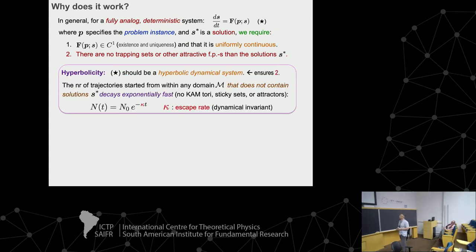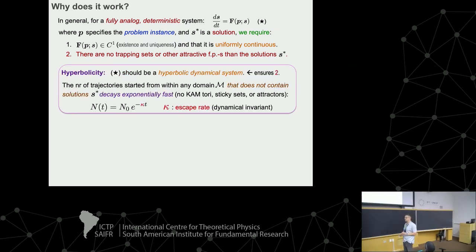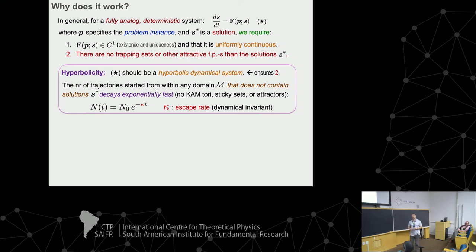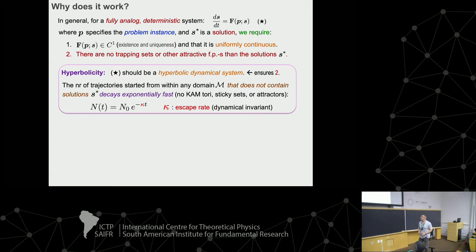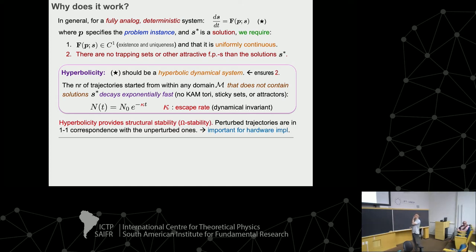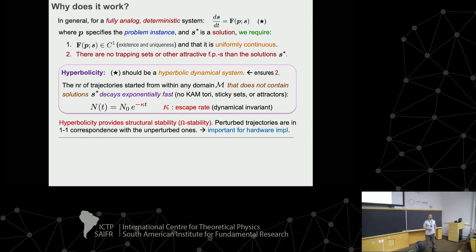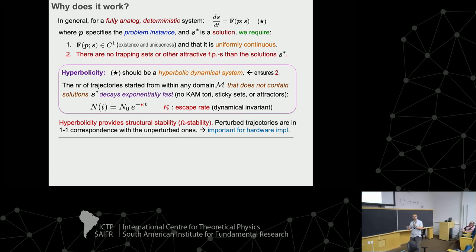So why does it work? It works because the system that we designed, because of this exponential acceleration, is hyperbolic. It doesn't have KAM tori, doesn't have sticky sets. From any domain that doesn't have a solution or an attractive fixed point, which is a solution, the trajectories escape exponentially fast. So we know that the escape rate is a dynamical invariant of the system. It doesn't depend on your initial conditions or anything like that. What is also important for device implementations is that this hyperbolicity provides something called omega stability. If you perturb your system a little bit, if you do this with transistors and some transistors have different parameters, it doesn't matter, the whole phase space just gets distorted a little bit, but the invariant objects stay the same.